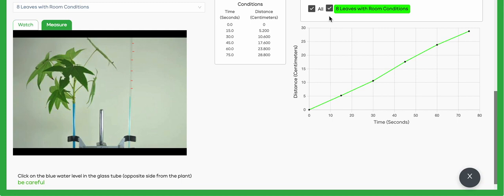Go ahead and try to figure out how different conditions affect the evaporation of water through plant leaves, known as plant transpiration, in this Smart Science Lab.